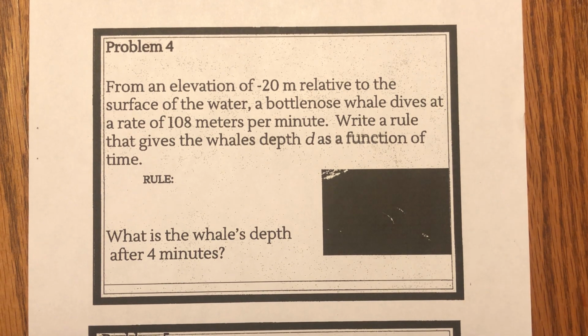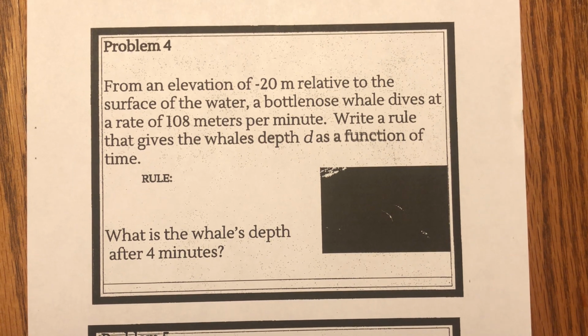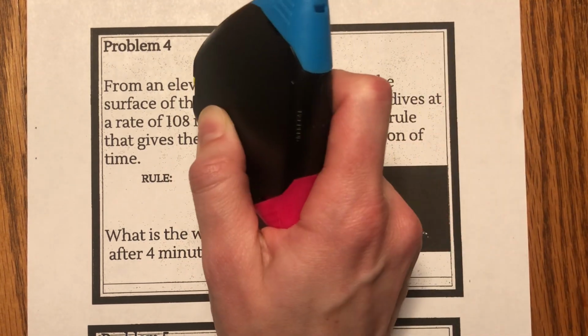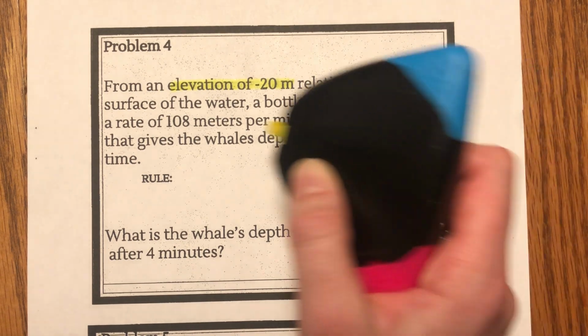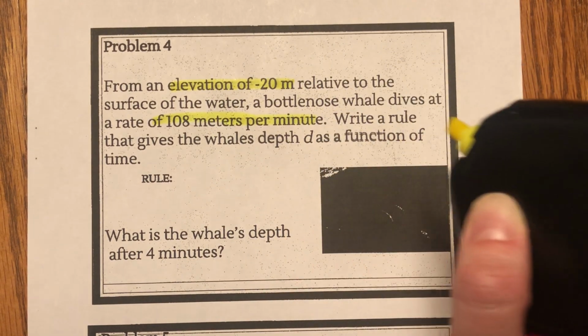So from an elevation of negative 20 meters relative to the surface of the water, a bottlenose whale dives at a rate of 108 meters per minute. Write a rule that gives the whale's depth D as a function of time. And then we have another question, but we're not going to worry about that right now. What we need to know is that we are at an elevation of negative 20 meters, and then that the whale dives at a rate of 108 meters per minute, okay?